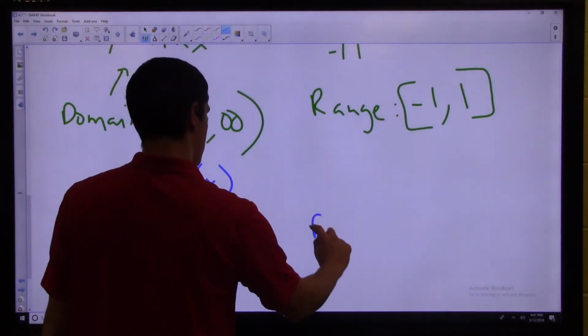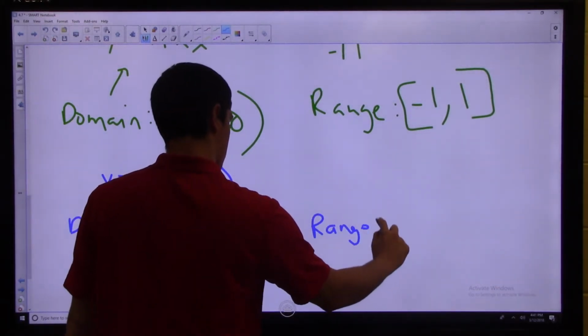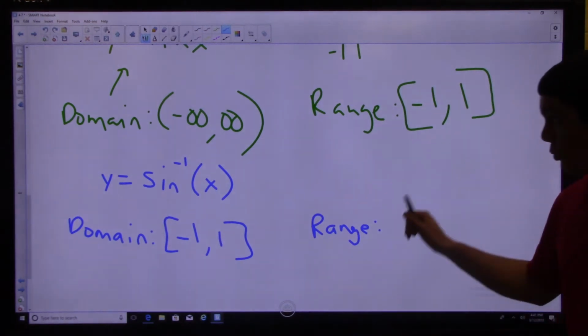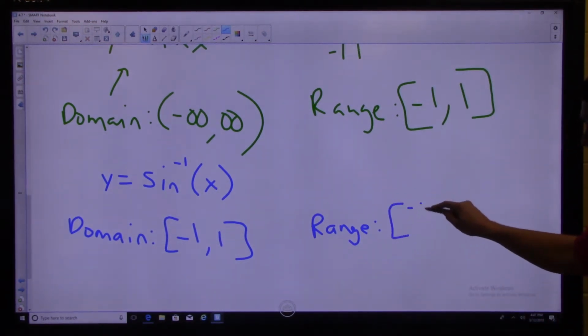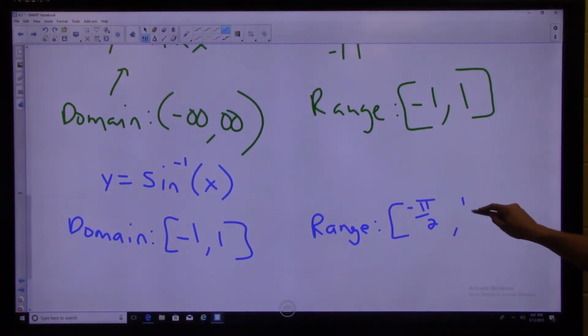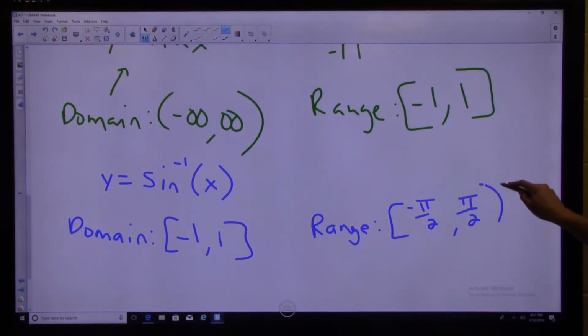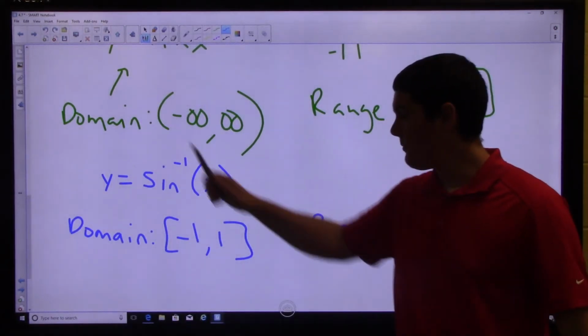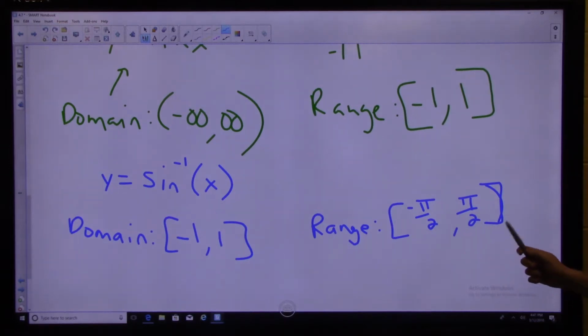And the range, we have to limit it, so the range is going to be from negative pi over 2 to pi over 2. So essentially what I'm saying is we have to limit the domain of sine, so therefore the range of inverse sine is going to be limited. Okay, so let's just do some examples.